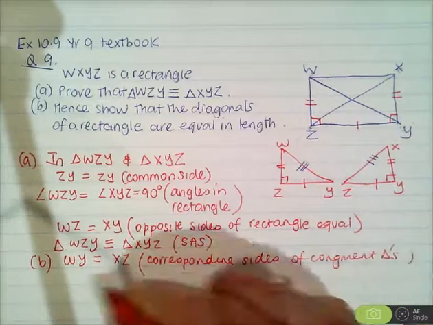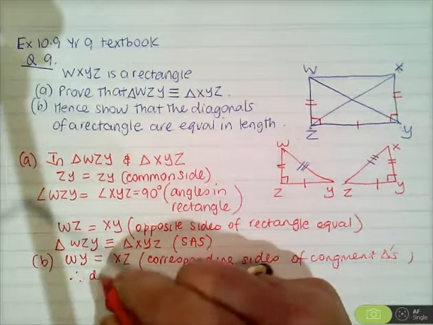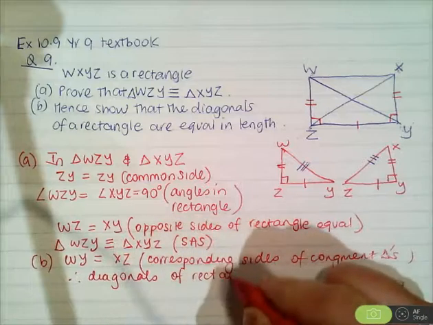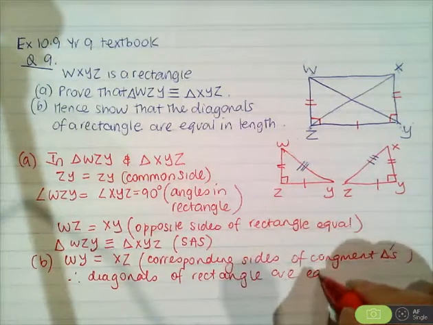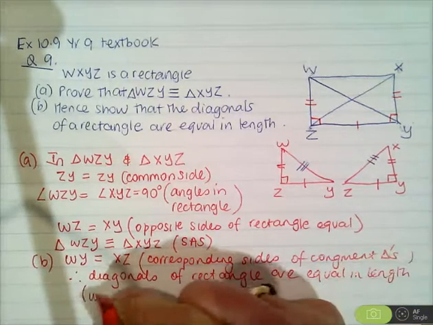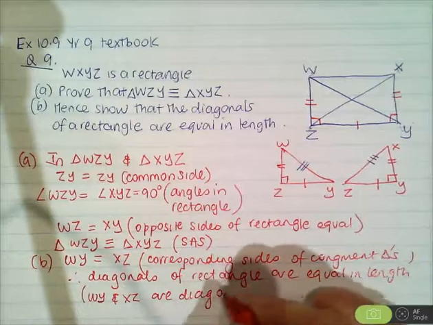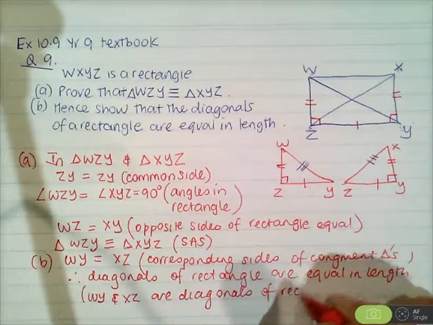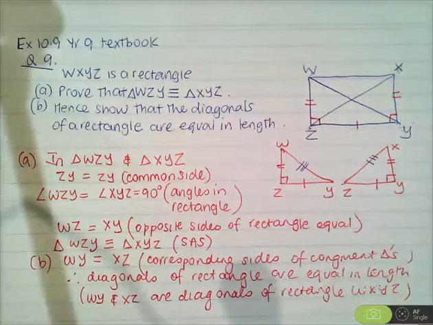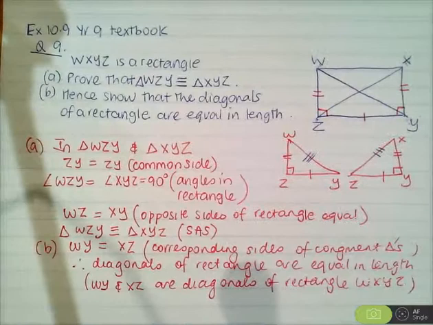So I can say, therefore, they happen to be the diagonals of the rectangle. Therefore, we can see that the diagonals of a rectangle are equal in length. Reason is, of course, that WY and XZ are the diagonals of rectangle WXYZ. Okay? And that's the end of that question.